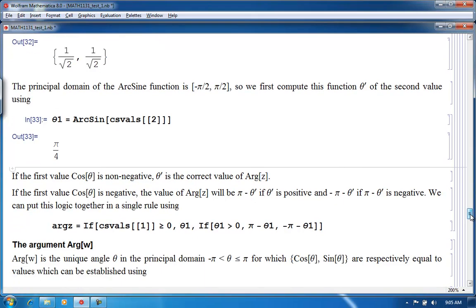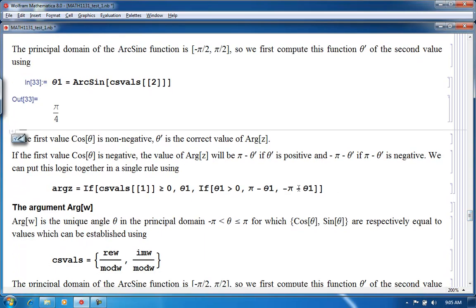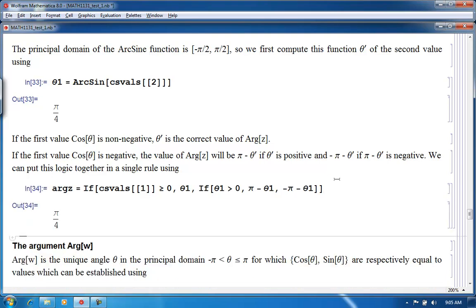So we apply our logic anyway. If the cosine is non-negative, then it's equal to theta 1, and if the cosine is negative, then if theta 1 is positive, it's pi minus theta 1, otherwise it's minus pi minus theta 1. So calculate that, and it's pi over 4, which is correct.